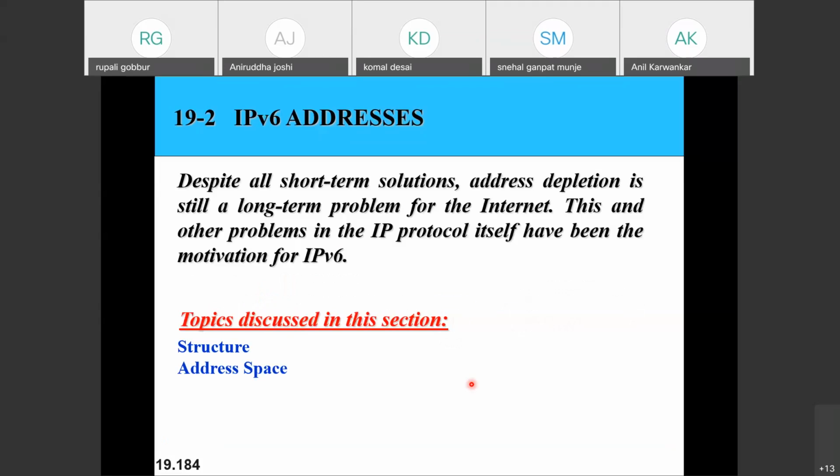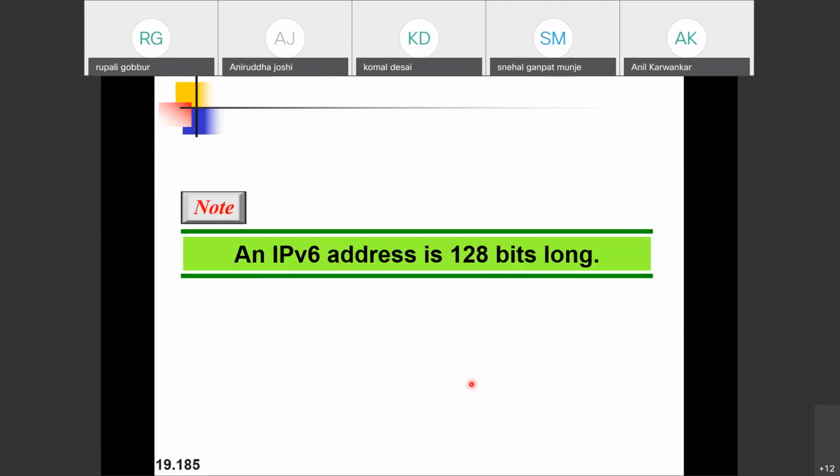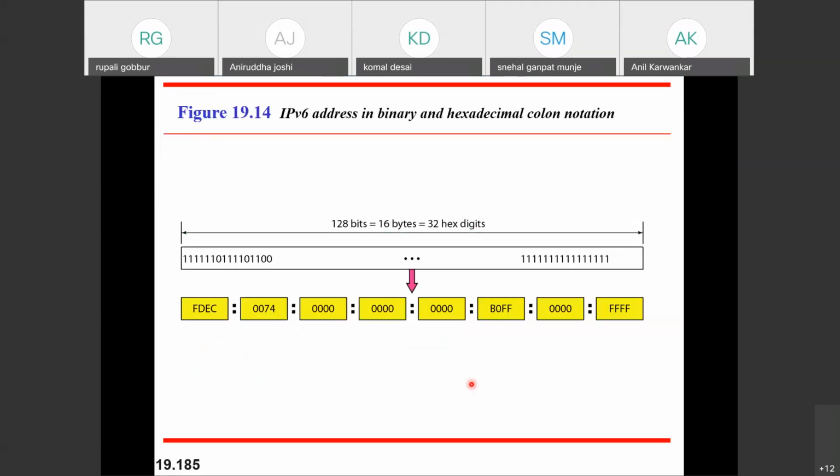I think this much configuration for your unit 5 is quite sufficient. Okay, we'll finish up this also. IP version 6 addresses. These are the configurations we have seen. For IP version 4, it's a 32-bit address, and for IP version 6, it's a 128-bit address. The IP version 6 address is 128 bits long.